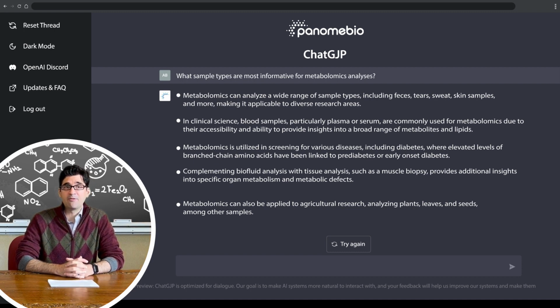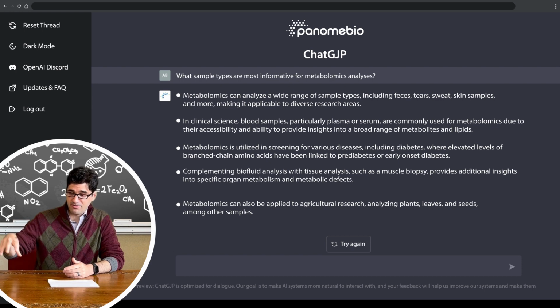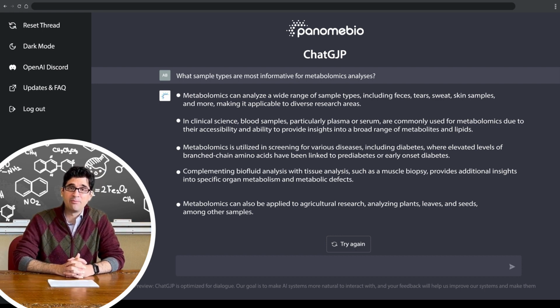So in summary, I would say that the samples that are used most often are the samples that are easily accessible, that don't result in the demise of the biological system. Like you don't have to sacrifice the animal, for example, to get blood, but you do have to sacrifice the animal to get the brain, for example.